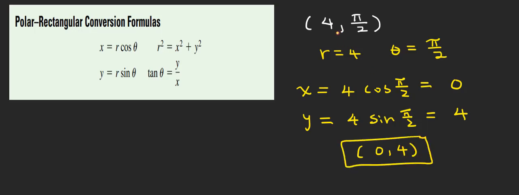Now think about it. Where is 4 comma pi over 2? Well, you have to go pi over 2, and the radius is 4, so it will be over here, which is the same thing as 0 comma 4 in rectangular.